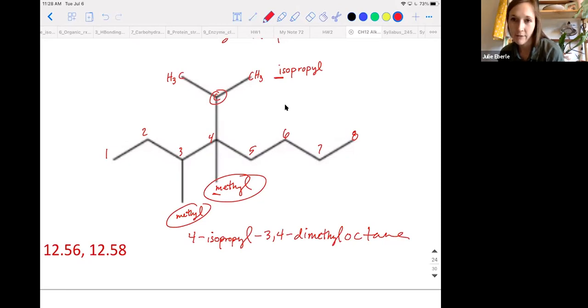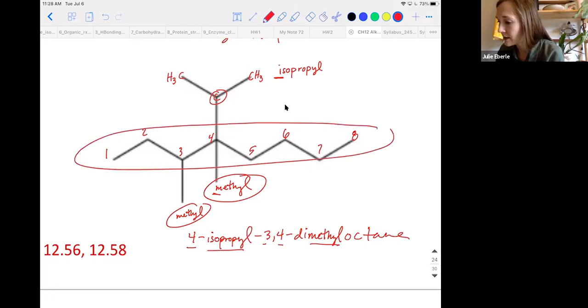So you should have 4-isopropyl. This tells me that off of carbon 4, I have an isopropyl substituent. Then off of carbon 3 and carbon 4, I have methyl groups branched off of those. And my longest chain here is the octane. And it's all carbon-hydrogen single bonds. So that's why it's an alkane with the root name ending suffix of -ane.